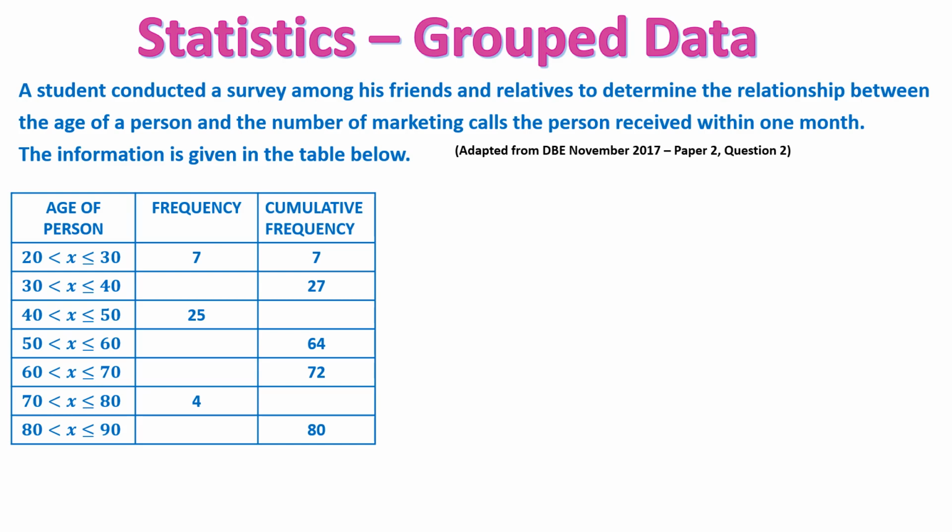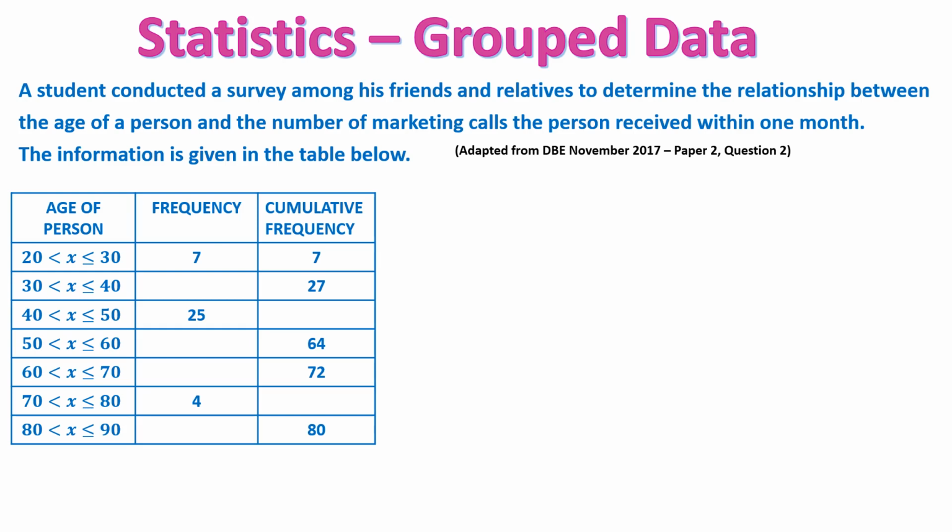And you will notice that a student conducted a survey amongst his friends and relatives to determine the relationship between the age of a person and the number of marketing calls the person received within 1 month. The information is given in the table below. And you will notice an incomplete table.